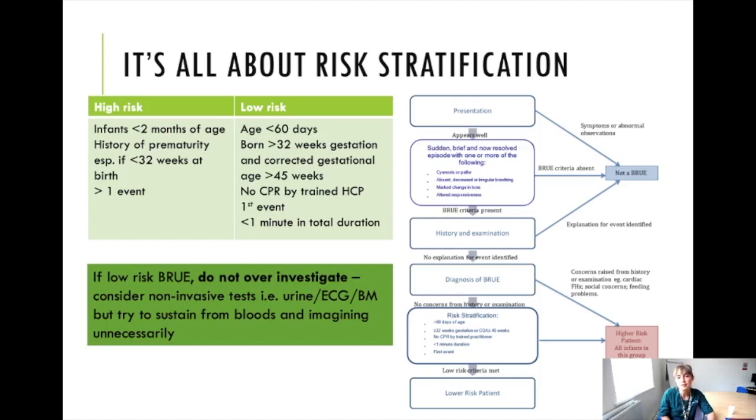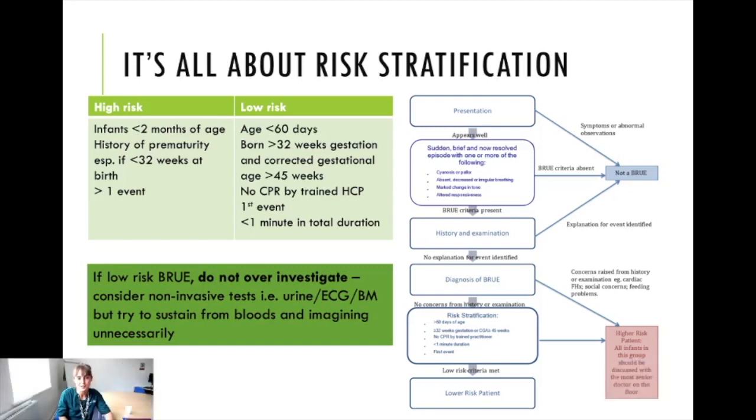So it's about risk stratification. They partition it into high risk and low risk. High risk: infants under 2 months, a history of prematurity, especially prems under 32 weeks, and if there's more than one event. But also if you dig further, any family history of cardiac problems, any social concerns, because unfortunately with these you do have to think non-accidental injury, safeguarding, or any feeding problems, because you see some really weird things with reflux in babies that can mimic this.